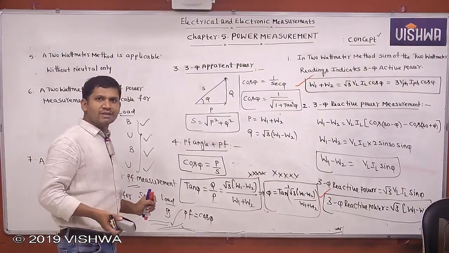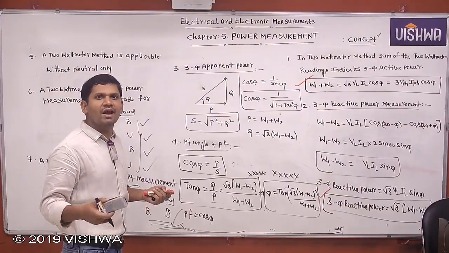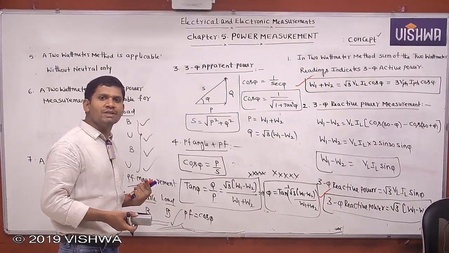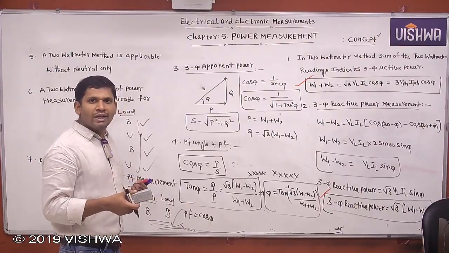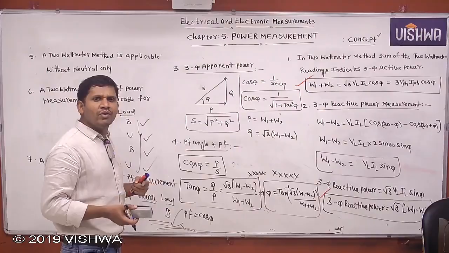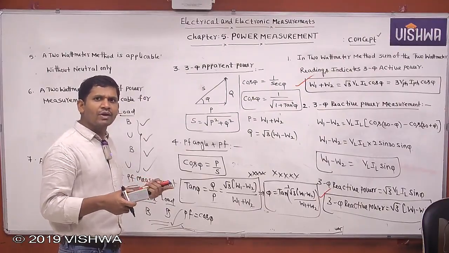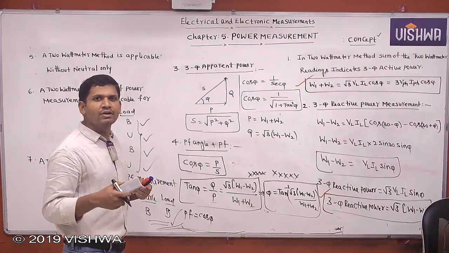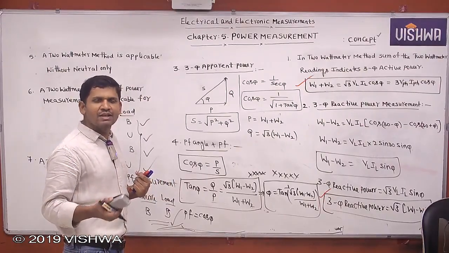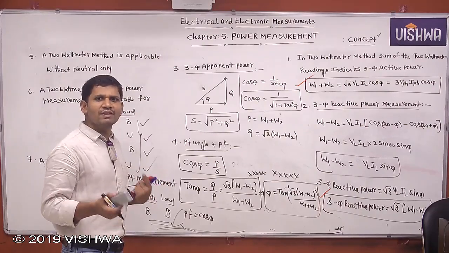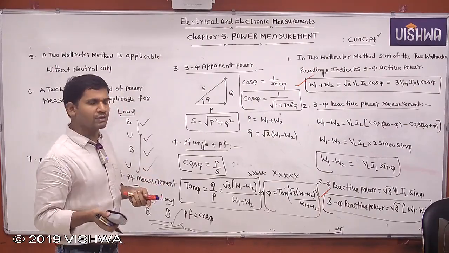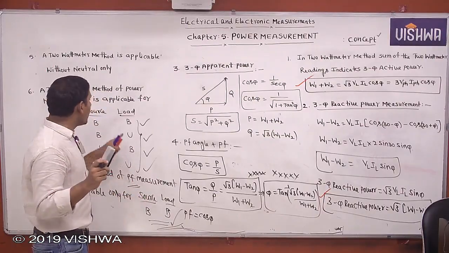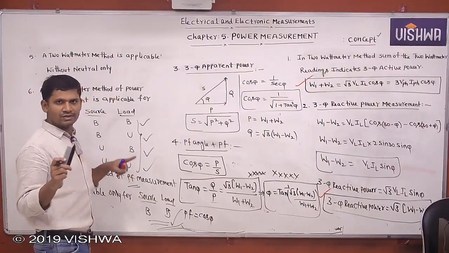Load unbalance means each phase load impedances are not equal. Then we can say that the load is unbalanced. Source unbalance means whatever the voltages are there, VRY, VYB, VBR, those voltages are not balanced. This is not exactly 120-degree phase difference. There may be some angle changes. Then we can say that they are unbalanced voltages. But power factor measurement is applicable only for balanced case. But power measurement is applicable for any case.